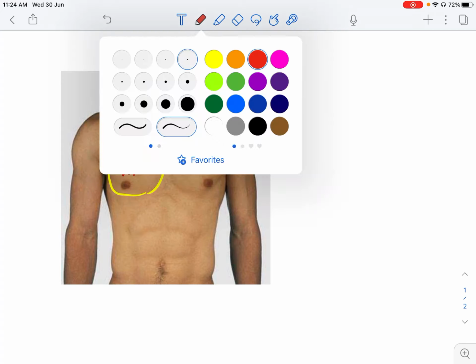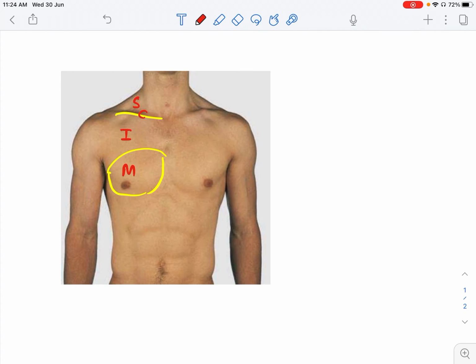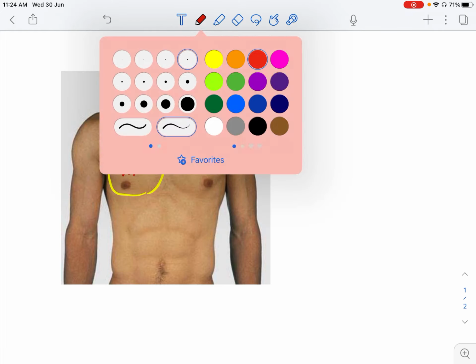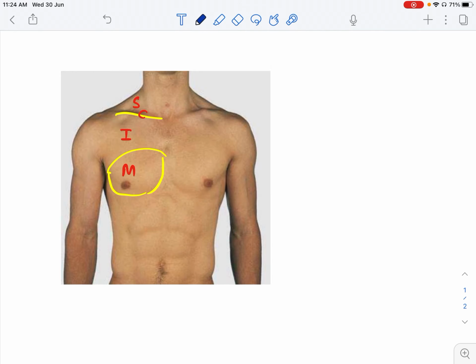Now do note that there is no such area such as inframammary area mentioned in standard textbook of examination. So we have seen that some of the textbooks do mention inframammary and supramammary, but no such area has been mentioned in the standard textbook. Now, as far as the anterior region of the thorax is concerned, we have supraclavicular area, clavicular, infraclavicular, and mammary.